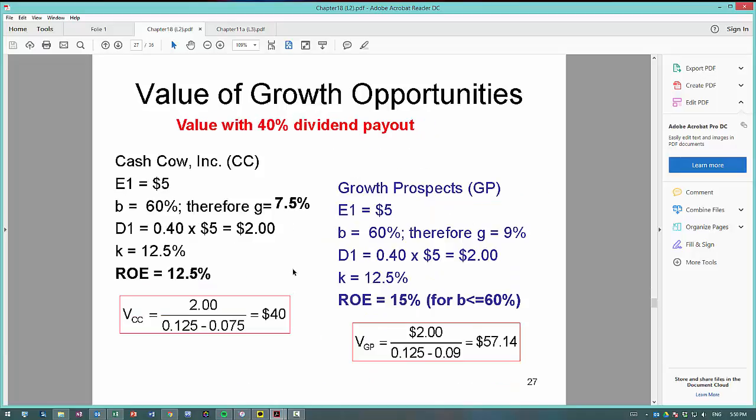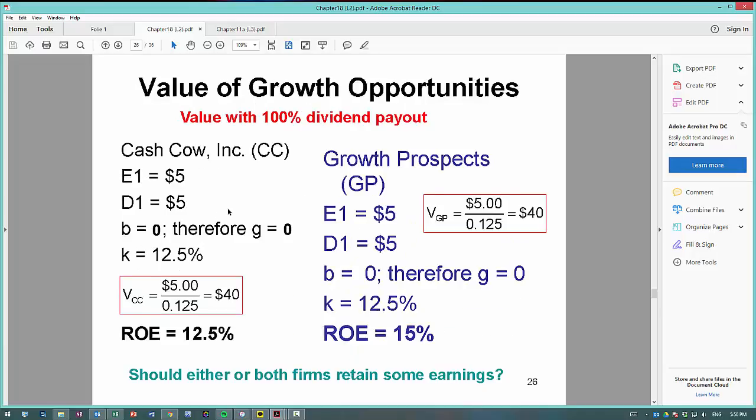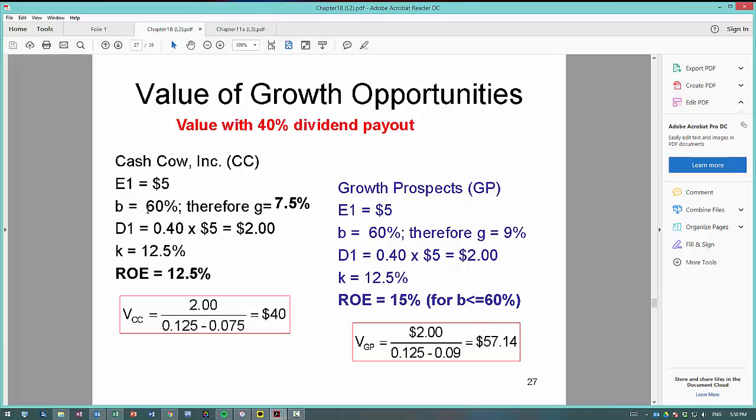Then what happens here is, in that case, suddenly you see that for the cash cow, even if you retain some earnings, if the ROE is the same as the discount rate, the pricing doesn't change, and you can figure this out because your dividend is now $2, and then there is a growth rate. But it doesn't change the price.